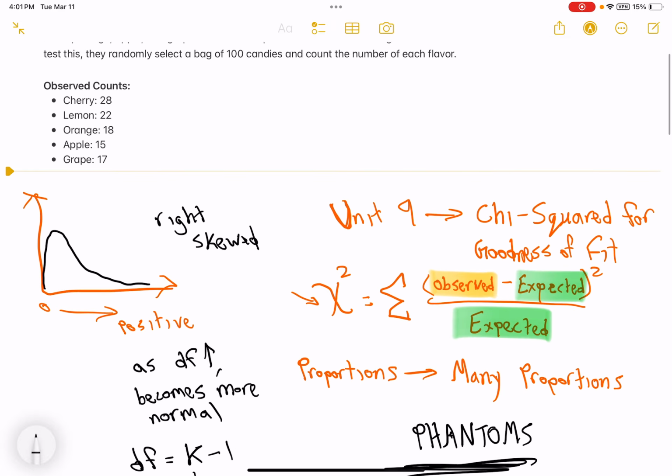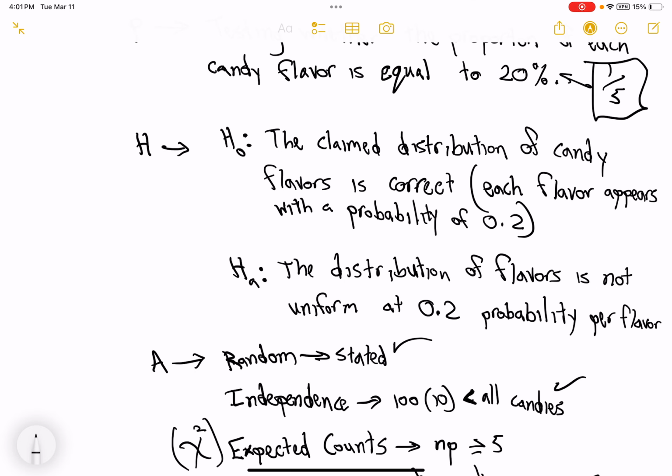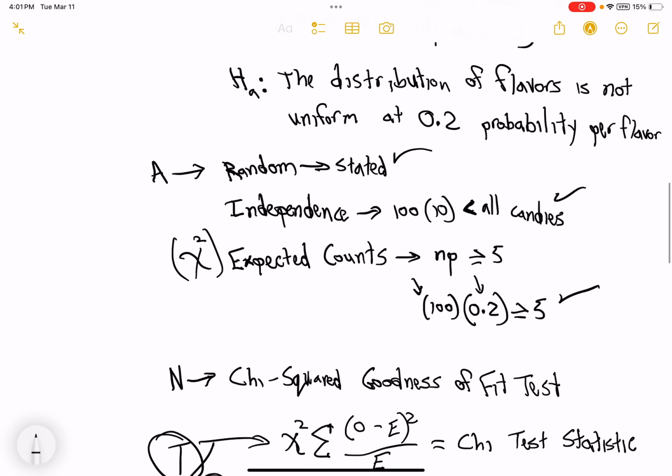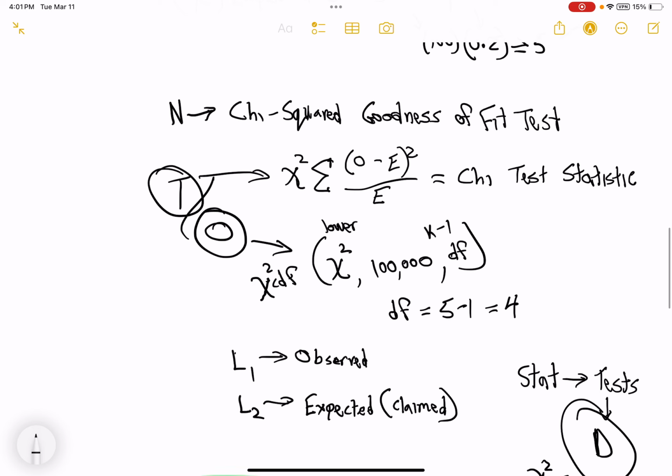Okay, and the phantom should sit in place with you, right? Say your parameter, run your null and your alt, your null being that the distribution claimed is correct, the alt being that the distribution claimed is not correct. Be sure there is clarity on what the parameter is that you're messing with and that there is context. Then you'll give your assumptions, random and independent, the same as you've always had. But you'll do a check for expected counts instead of for normalcy, which is just where n, your sample size, times p, the probability of your expected value, should be greater than or equal to 5. You'll name your test, chi-squared goodness of fit test.